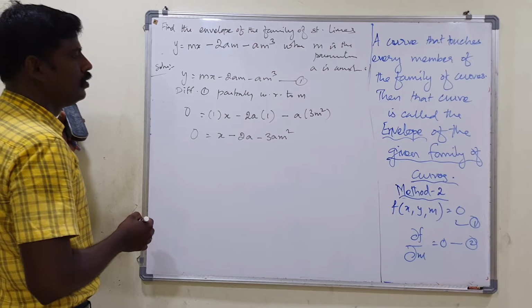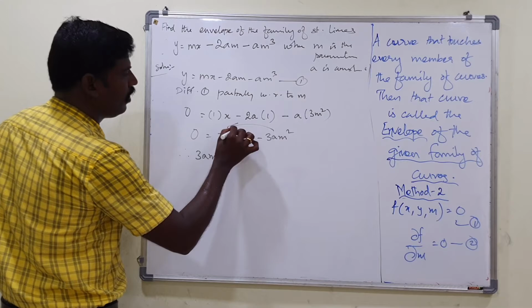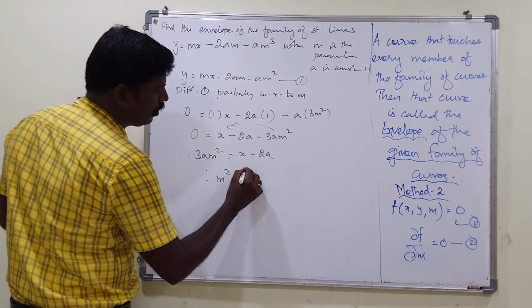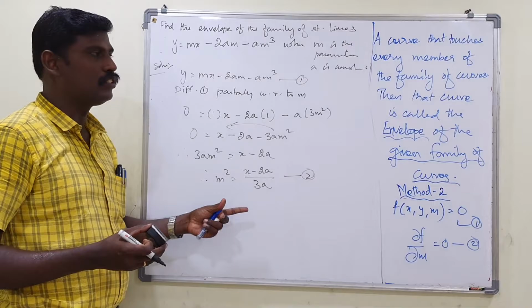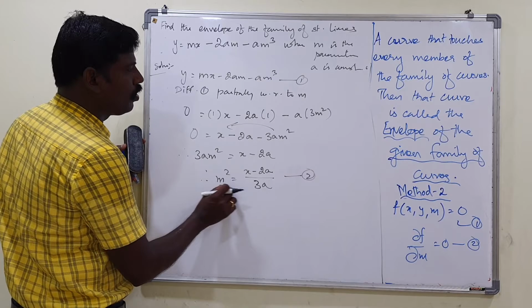So from that, therefore, what is 3a m square? Take this to the left hand side, equal to x minus 2a. Therefore, what is m square? x minus 2a by 3a. Right? Here I call this equation number 2. How to eliminate m between these two? It is very easy. By the substitution method, we can eliminate it. By substituting the m square value into 1, you can eliminate the value of m.